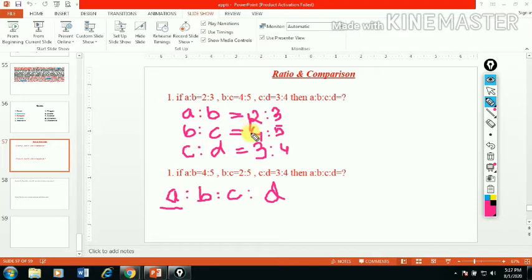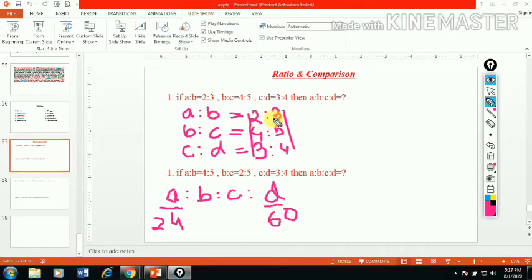To find A, you multiply all these three numbers: 2 multiply 4 multiply 3, that means 8, 24. Thus you get 24 very easily. Clear? And to find the last one, D, you just multiply the last 3 numbers: 3 times 5 is 15, 15 times 4 is 60. So this will be 60. Clear?